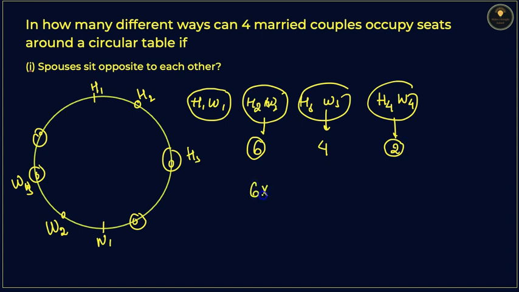So we will write it as 6 multiplied by 4 multiplied by 2, which is equal to 48 ways. So the total number of ways of arranging these spouses is 48.